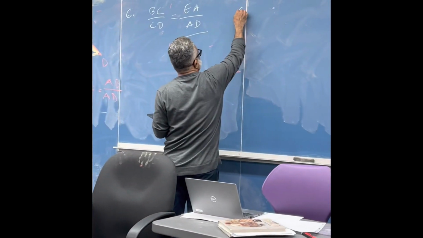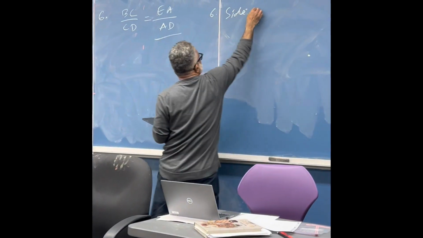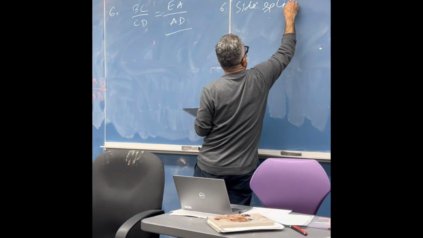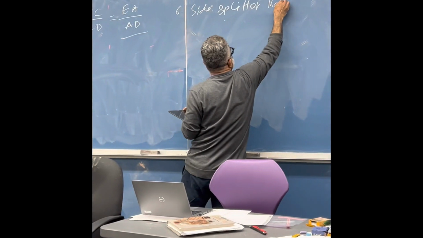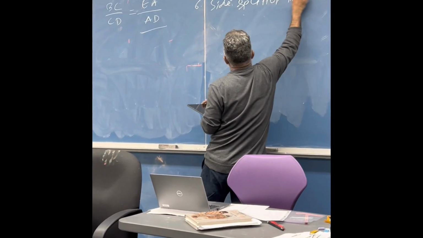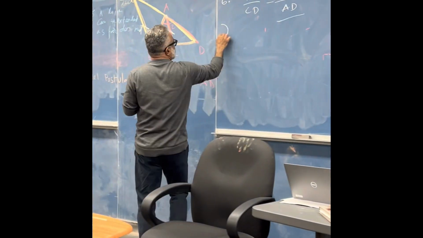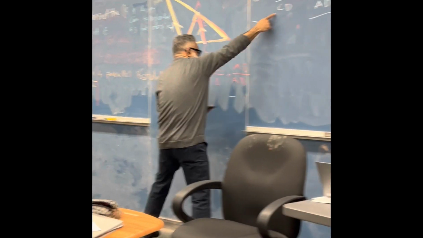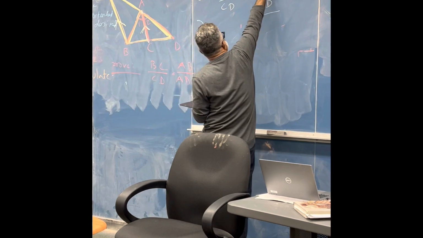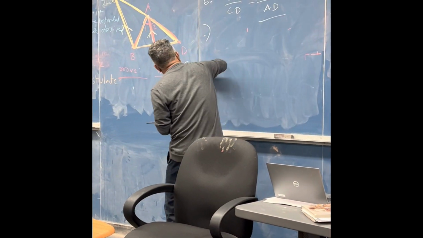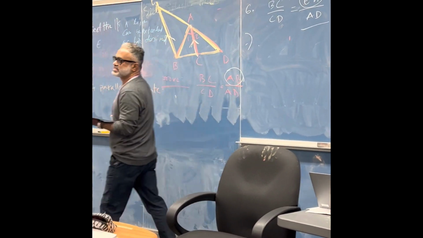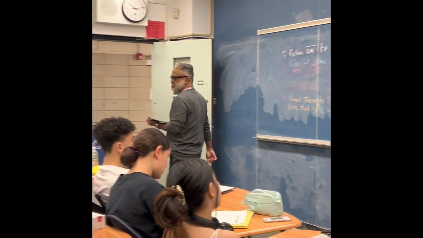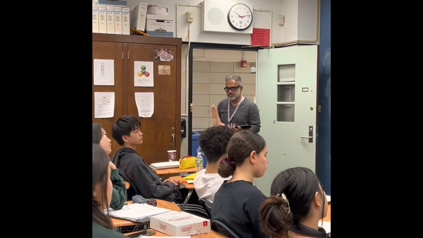Yes, the side splitter theorem. Okay. Once we are there, we are almost there. All that you see looks like this. The only thing is, this guy and this guy. If we can prove that they are congruent, then we can substitute, right? Who can do that?